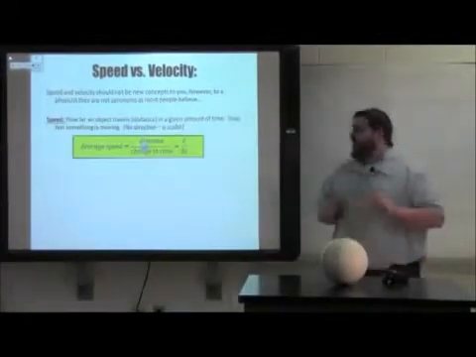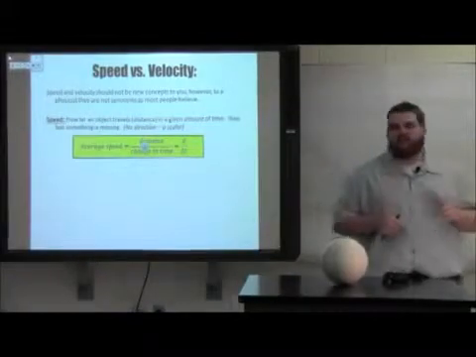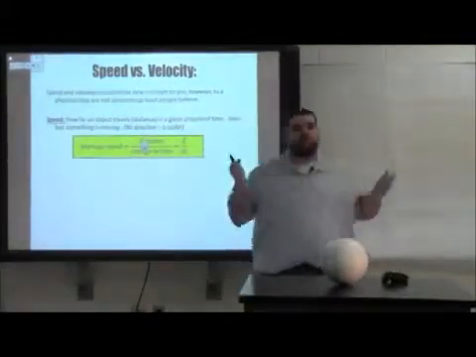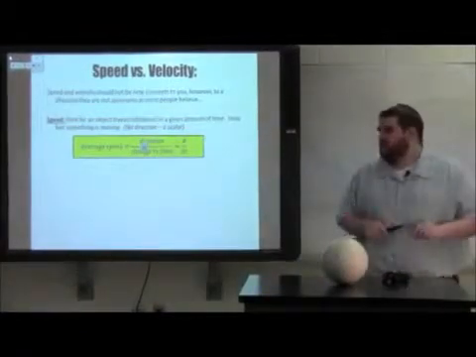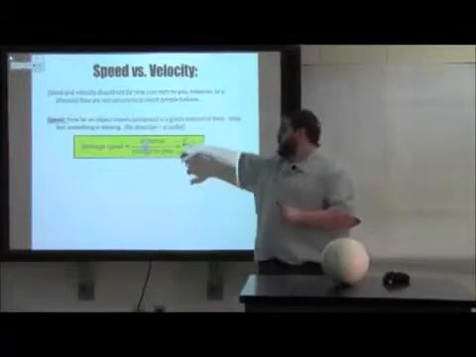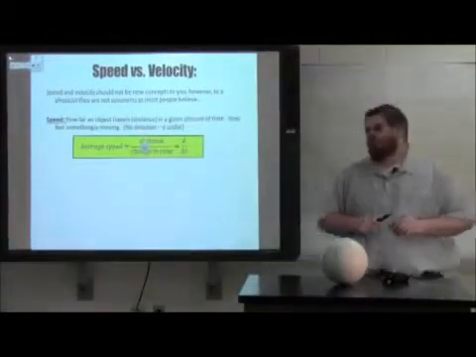Speed first. Average speed. We're not talking about having to worry about anything crazy over a certain amount of time. It's just the distance you travel over the amount of time it takes. Okay? You write that in this equation, d over delta t. Notice, I'm using d here for distance. That's our term for distance.